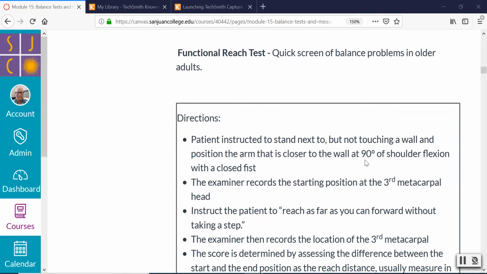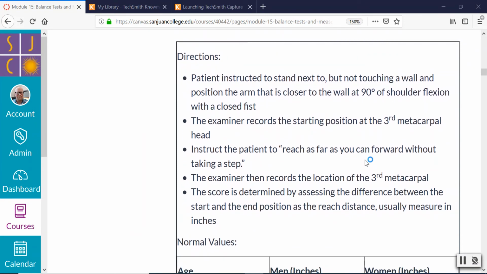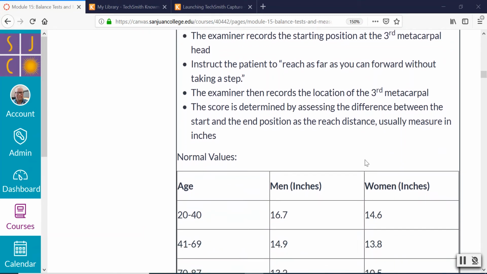They need to be kind of rock steady and solid. Functional reach test, this is one that is used a lot. What they do is they have the patient stand right next to a wall, and I'll demonstrate this one because it's good. With their fist closed and 90 degrees of elbow flexion, the examiner then has them reach as far as they can forward without taking a step, right? And the further they can reach is a good sign of how good their balance is.